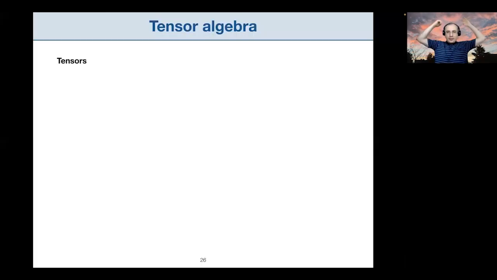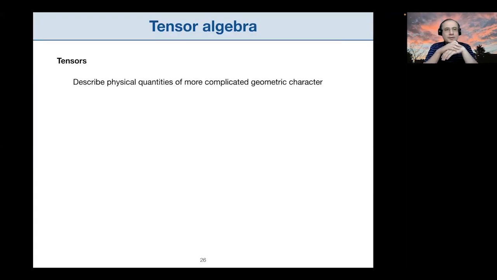Okay. So now it's time to discuss another strongly mathematical topic, but I think a very interesting one and also a very important one, the tensor algebra. If you have already had some exposure to GR and theoretical physics, you probably know a bit about tensors, but still the topic is so important that I think a small recapitulation would be necessary. So tensors are geometrical objects which describe quantities more complicated than just scalars, numbers, or vectors. So things with a preferred direction and magnitude.